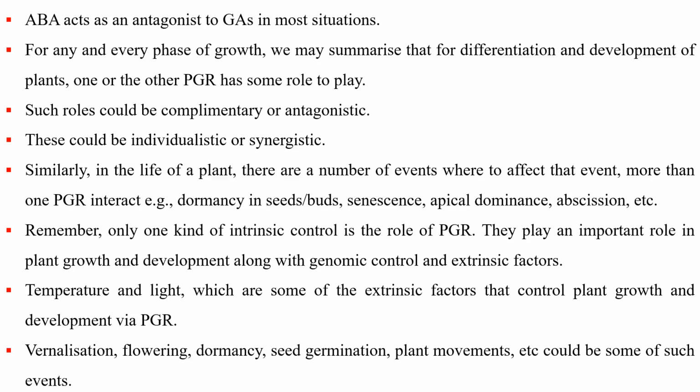Similarly, in the life of a plant, there are a number of events where more than one PGR interacts to affect that event. Examples are dormancy in seeds or buds, senescence, apical dominance, abscission, etc. Remember, the role of PGR is only one kind of intrinsic control. They play an important role in plant growth and development along with genomic control and extrinsic factors.